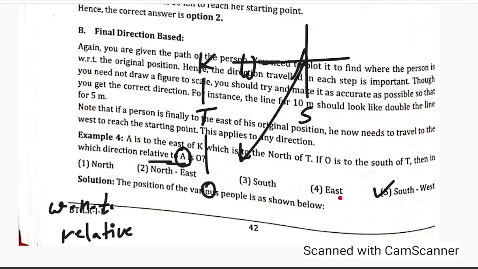Getting it? Everybody online, are we able to understand it?